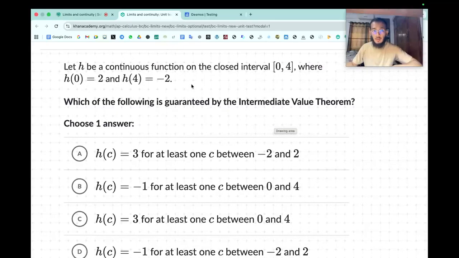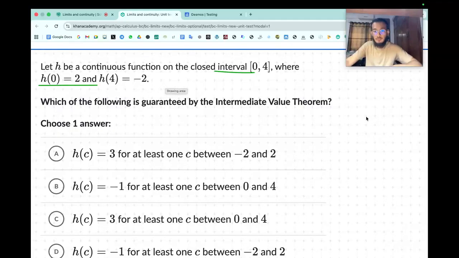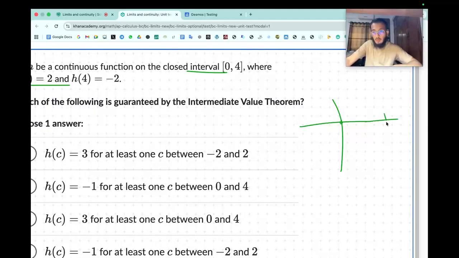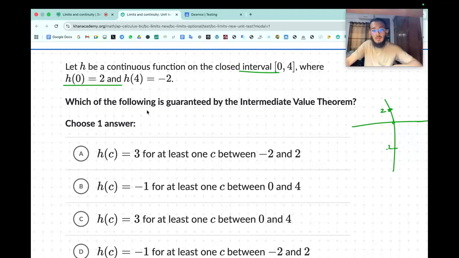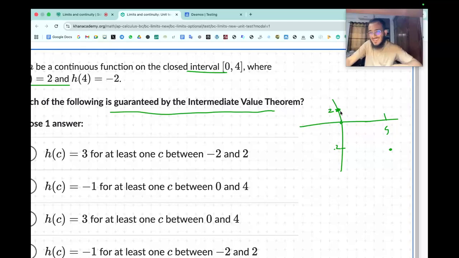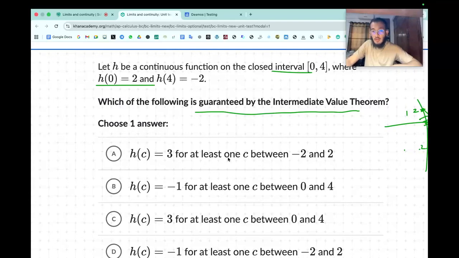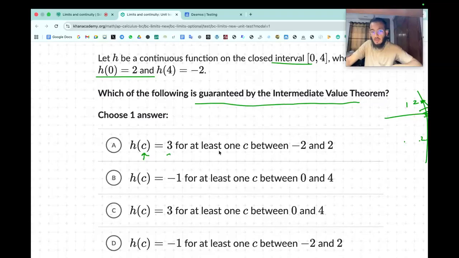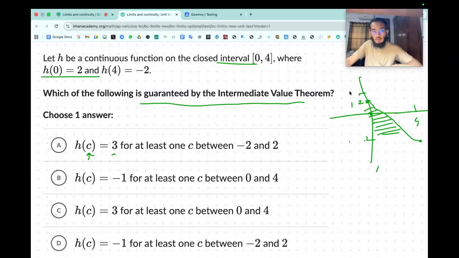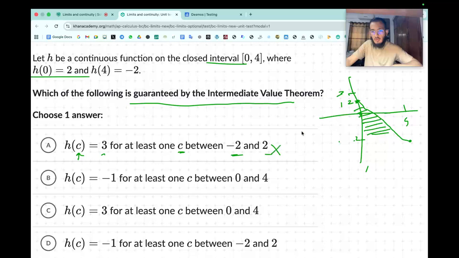Let h be a continuous function on the closed interval 0 to 4, where h(0) is 2 and h(4) is -2. Okay. So 0 and 4. For 0, we have 2, let's say this value. And for 4, we have -2, this value. Now, which of the following is guaranteed by the intermediate value theorem? If it is continuous, you would get the y values for any of these between 2 and -2, between 0 and 4. So h(c) equals 3 for at least one c between 0 and 4? Basically, 3 is above 2, so no, it's not true.